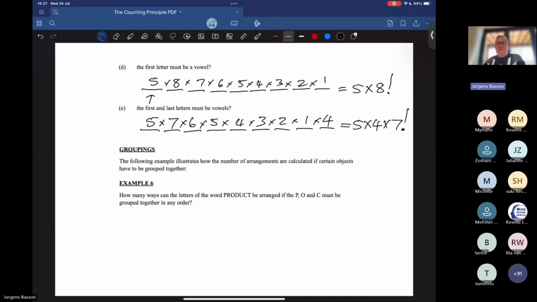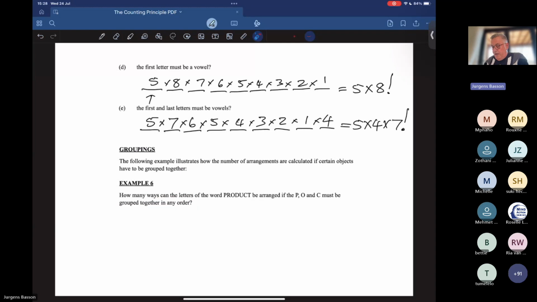So on the restrictions, what we have is a restriction on a position. And now we're going to start looking at the second kind of restriction. And that is what we call, and you will see it here, groupings. Now, if we look at this one, sometimes some of these positions are grouped together. When we read this question, you will see: how many ways can the letters of the word product be arranged if P, O, and C must be grouped together in any order.